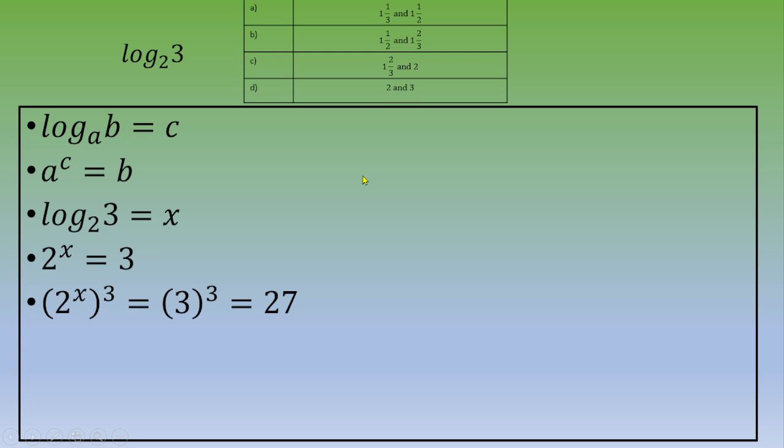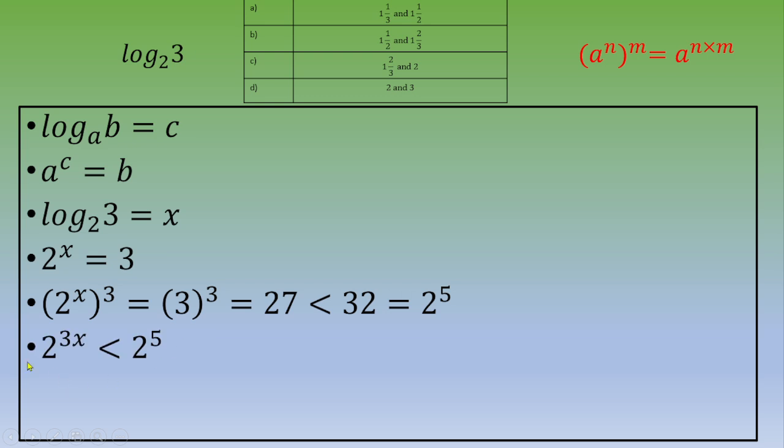So now we are going to find a number with two characteristics. First one, this number should be greater than 27. And second characteristic, this number should be a power of 2. So the lowest number is 32. 32 can be written as 2 to the 5. So now if we apply this power rule, a to the n to the m equals a to the n times m. So now we've got 2 to the 3x below 2 to the 5.